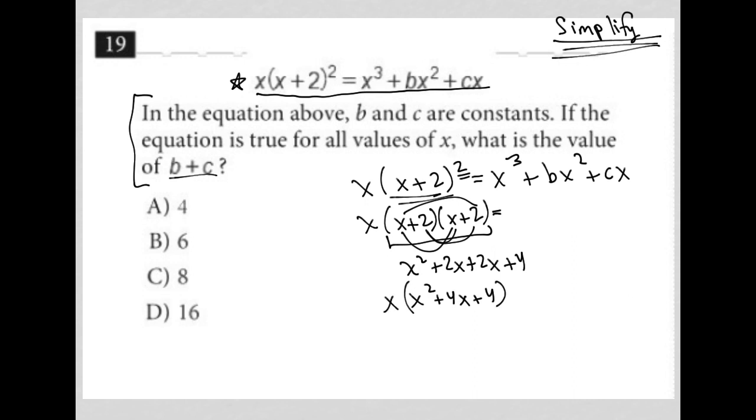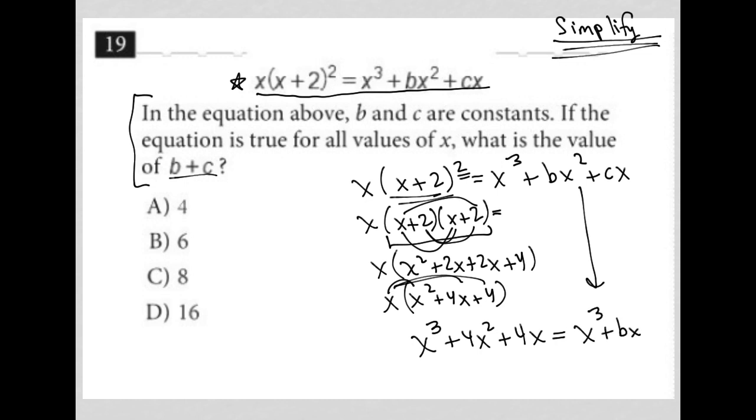I still have this x out in front. And I can then distribute this x across to each thing inside the parentheses, which means I'd be left with x cubed plus 4x squared plus 4x. And I'm going to bring down my right side because I've simplified my left side as much as I can. And my right-hand side of the equation says x cubed plus bx squared plus cx.